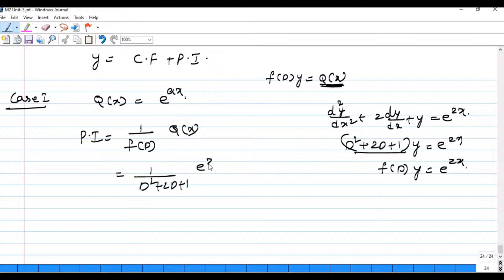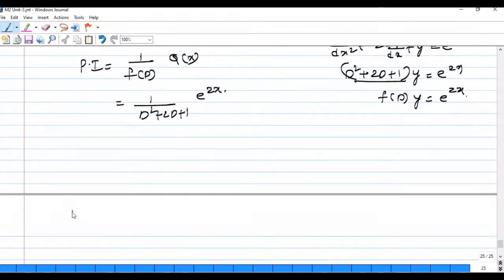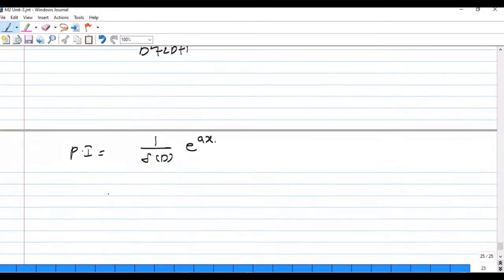And what is Q(x)? e^2x. So if the RHS function is e^(ax), what is the particular integral? Just put D equal to a. That's it. PI is 1/f(a) e^(ax), when f(a) is not equal to 0.